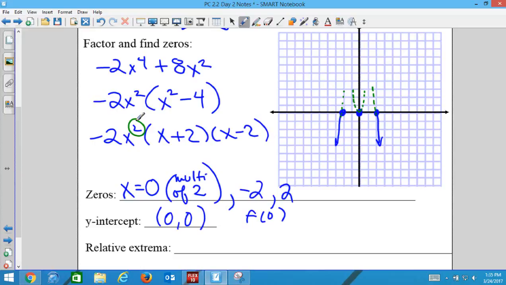Can you explain your question better? I'm talking about if it's x squared, I know it bounces, correct? Yeah. So if the exponent is odd, it goes through it. Okay. We'll have plenty more examples too. All right, so the relative extrema.